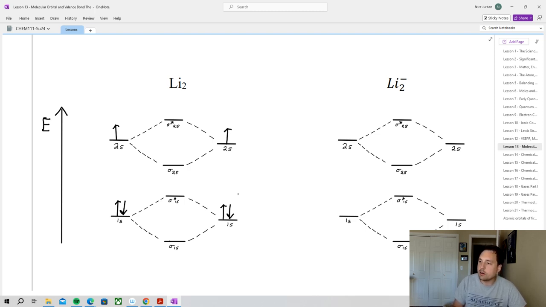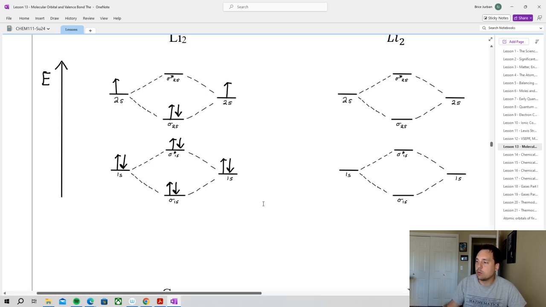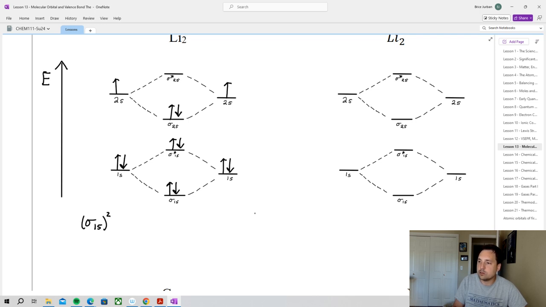And then we combine the 4 electrons that are in the 1s orbitals to fill the sigma 1s and sigma star 1s. And then these 2 electrons go to fill the sigma 2s molecular orbital, and then we have none in the sigma star 2s. So what is our electronic configuration here? Well, it's sigma 1s squared, sigma star 1s squared, sigma 2s squared.